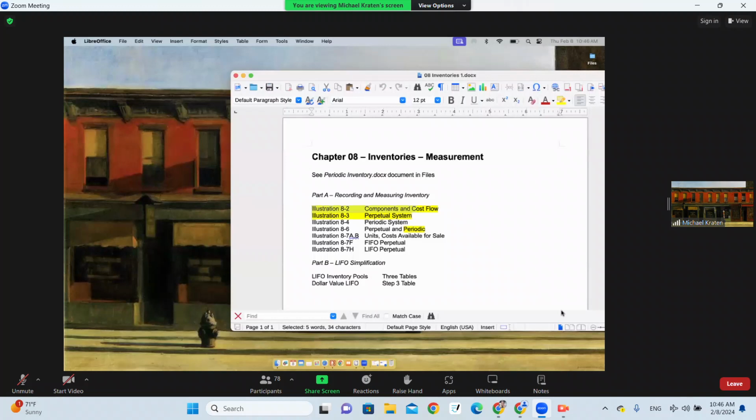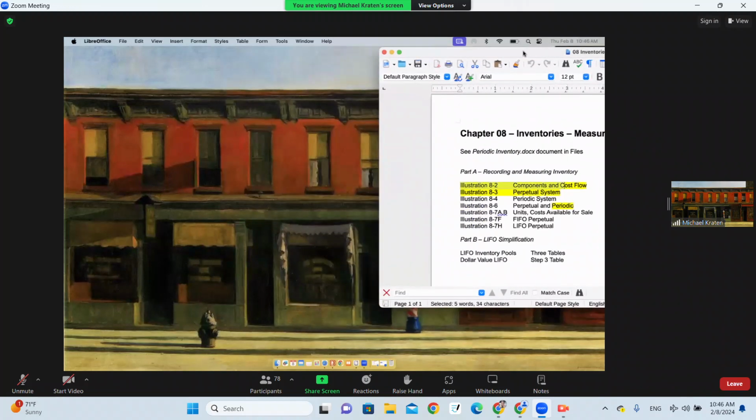Okay. So we'll most certainly cover illustration 8.2, 8.3, and the periodic information on illustration 8.6. We might have time to go ahead and start to cover 8.7 and beyond. If we do, then I will highlight them in yellow and they will be on the next quiz. But we'll see how far we go.